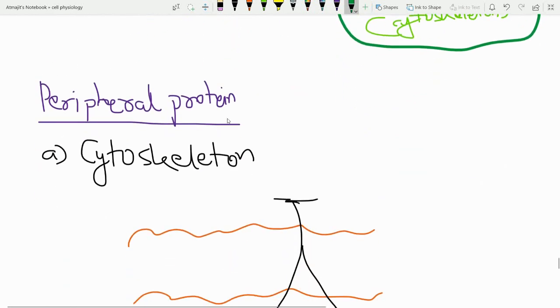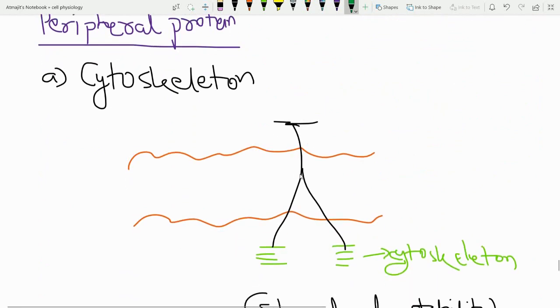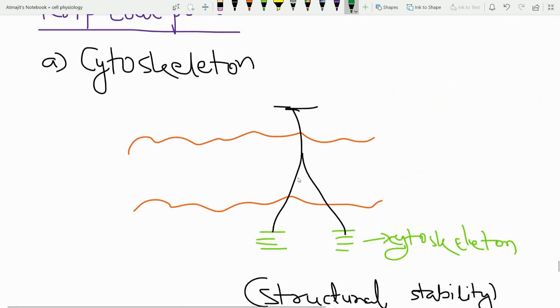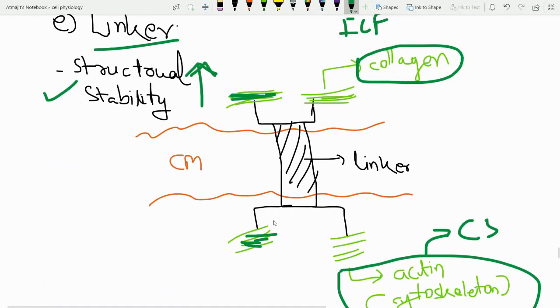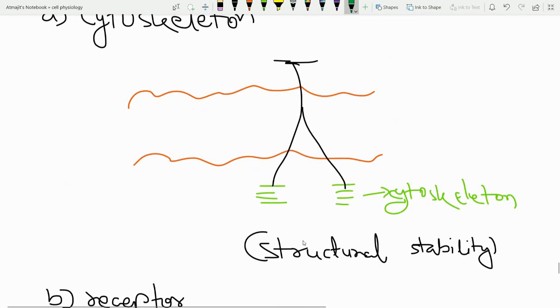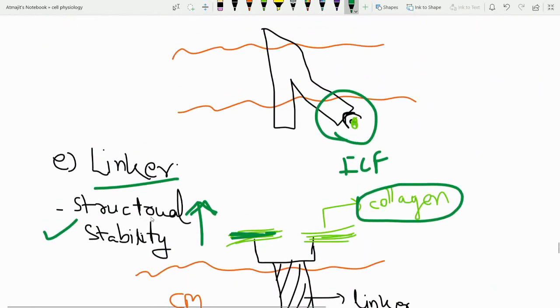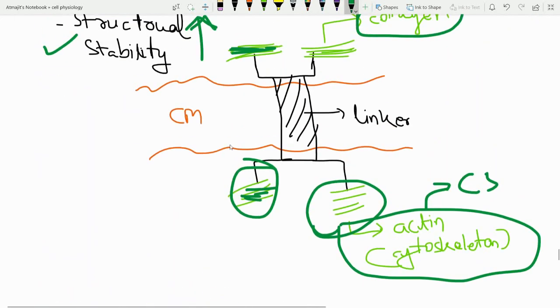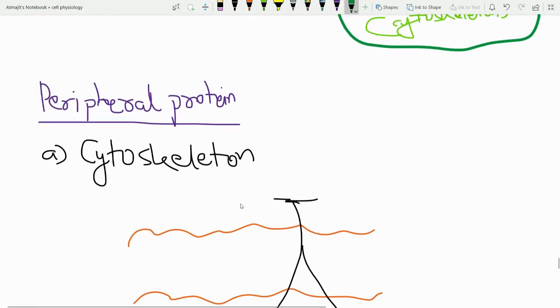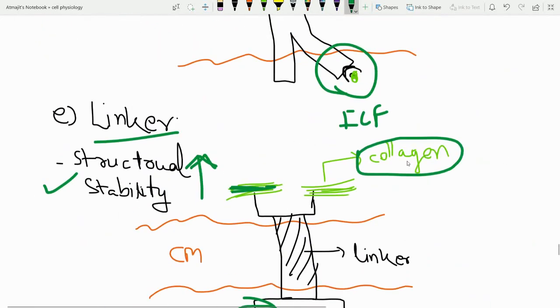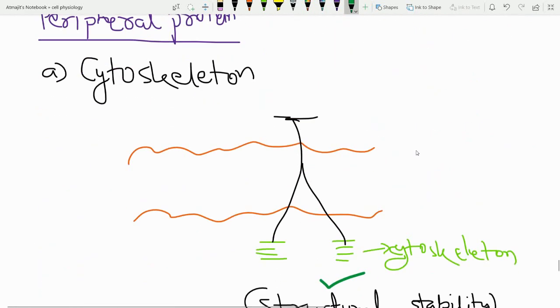Then we will go to peripheral proteins. Peripheral proteins are cytoskeletons. Like here we saw these are cytoskeletons which are inside the cell. These are peripheral proteins. This leads to structural stability. Here in the linker protein, these inside cytoskeletons are connected with the outer side, with extracellular fluid components, to increase the stability.